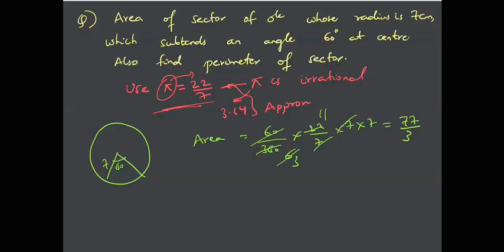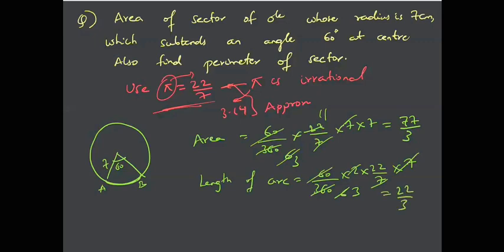And the perimeter. To find out the perimeter, let us first find the length of the arc. The length of the arc is theta by 360 into 2 pi r. So 2 times 22 by 7 times 7, that is 22 by 3. Many of you have given the answer as 22 by 3. But what is the perimeter of a sector? Perimeter is the entire thing, right? This entire thing, OA plus OB plus AB. This is the perimeter of the sector.